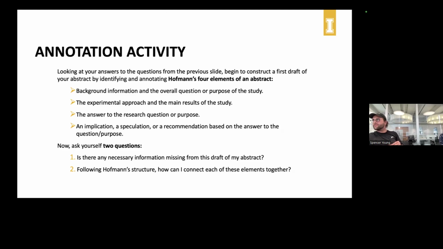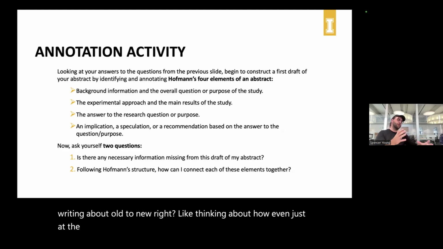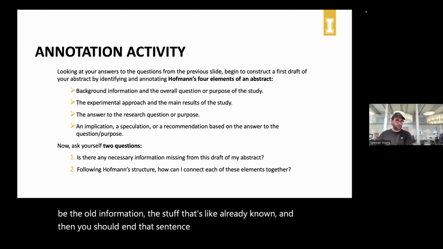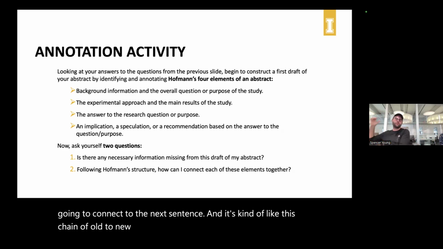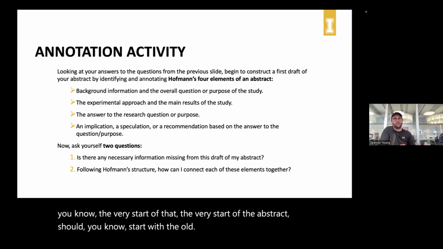That's good. It kind of reminds me of how in scientific writing we sometimes talk about old to new. Even at the sentence level, the first part of the sentence should be the old information, the stuff that's already known. Then you should end that sentence with the new information that's going to connect to the next sentence. It's a chain of old to new, old to new, old to new. And the very start of the abstract should start with the old, saying here's what's already known, but really briefly.